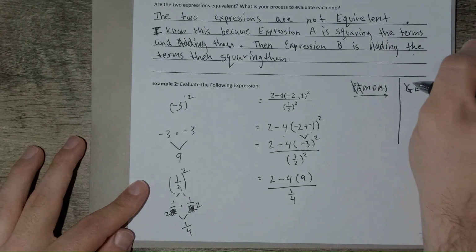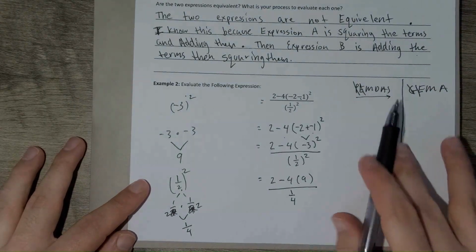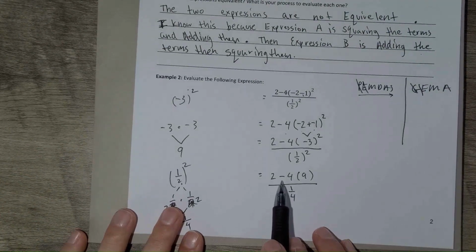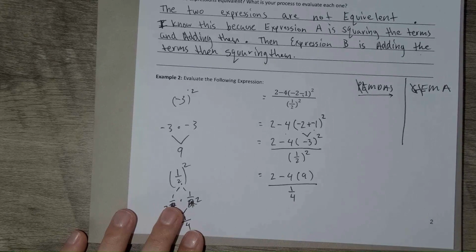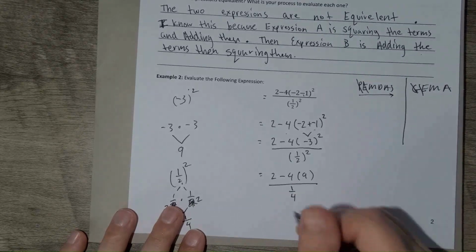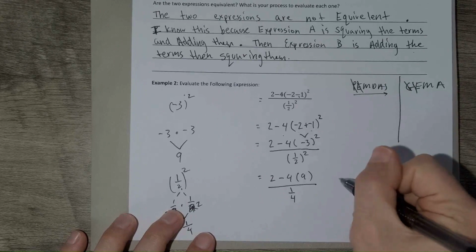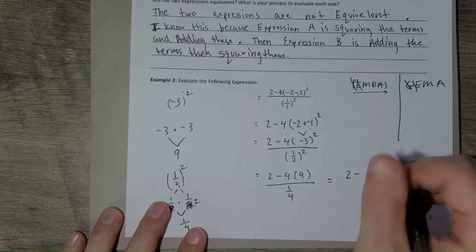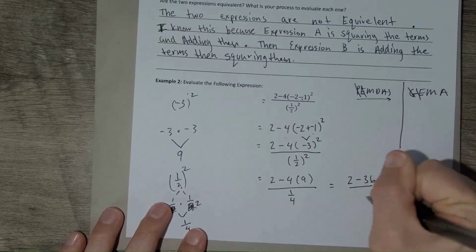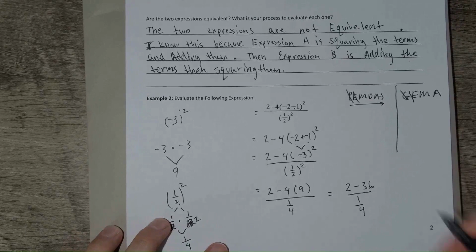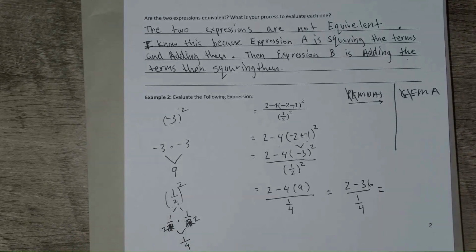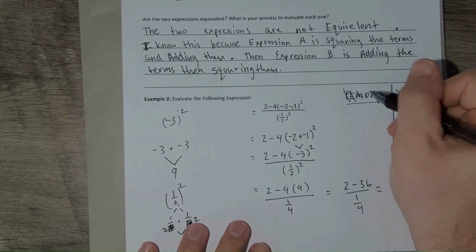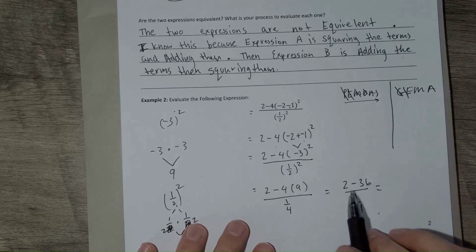And so now we finished our exponents. Now we do multiplication or division. So I go left to right. I see my numerator, it's 2 minus 4 times 9. I need to do 4 times 9. And so here I would do equals 2 minus 4 times 9, which is just 36, over 1/4. And then here, again, we want to keep going with our numerator. I did my multiplication and division in my numerator. And so now I need to add or subtract.